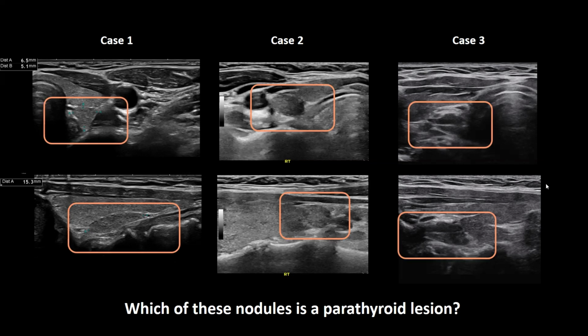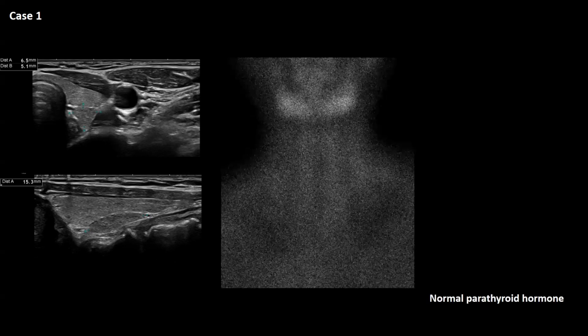In the first case, during a thyroid ultrasound at an outside hospital, this lesion was suspected to be a possible parathyroid lesion, and the patient was referred to a tertiary hospital. At our institution, a parathyroid scan showed no abnormal findings, and the parathyroid hormone PTH level was normal.